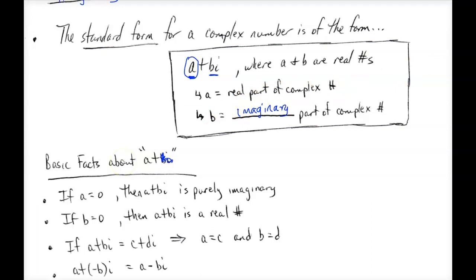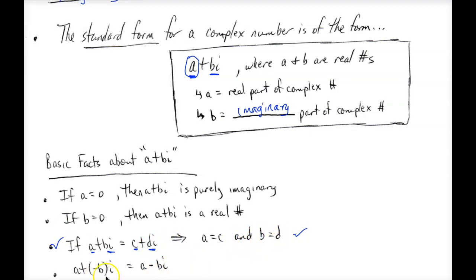And of course, if we have two complex numbers that are equal to each other here, then we know that the real part has to equal the real part and the imaginary part has to equal the imaginary part. So that's what we're saying here. And in particular, the coefficient that goes along with the imaginary part, those things are equal.